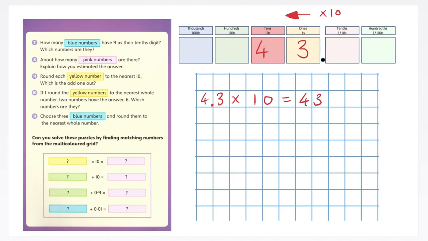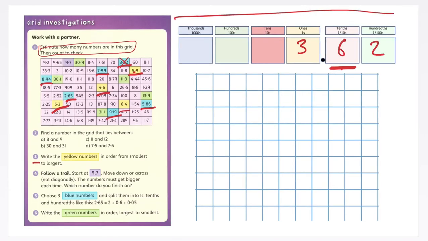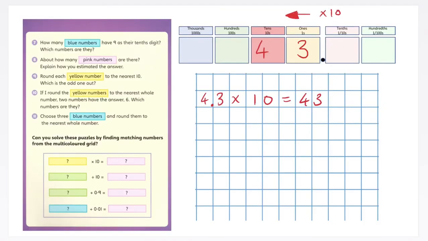So you're looking for a yellow number which, when all the digits are moved one place to the left, is the same as one of the pink numbers. And I'm guessing there's probably only one possibility there. Now the next one, a green number, which when divided by 10 is one of the pink numbers. Well, if timesing by 10 goes to the left, dividing by 10 has got to go to the right.